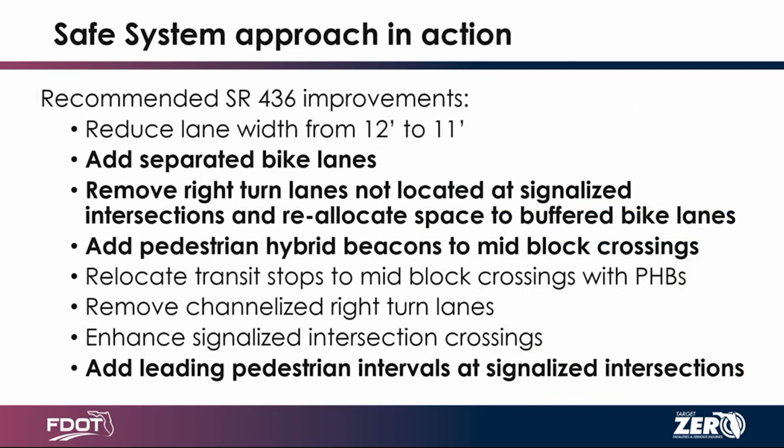So some of the improvements that were recommended for the project: reducing lane widths. We had 12-foot lanes out there. We wanted to reduce those to 11 feet. And with that extra space, and there was a shoulder, we could add separated bike lanes. We wanted to remove the right turn lanes mid-block, not located at the signalized intersections, and reallocate that space to the buffered bike lanes throughout the corridor.